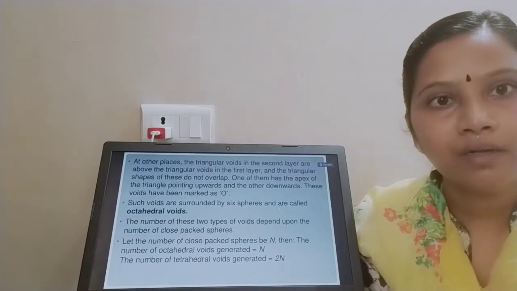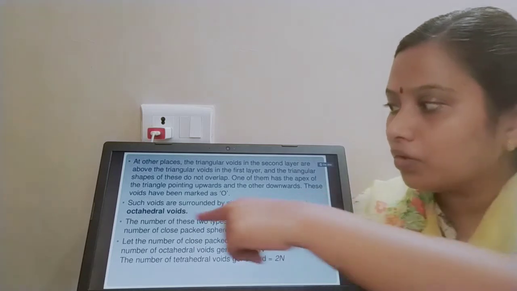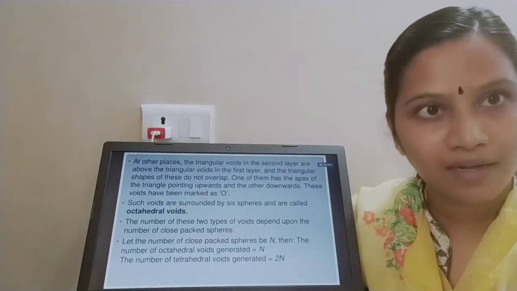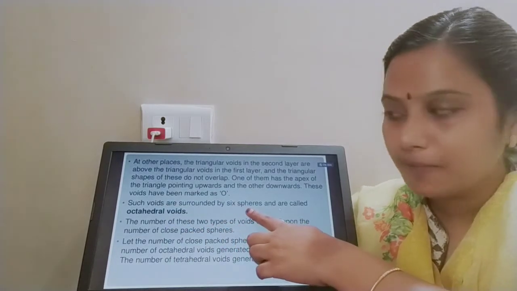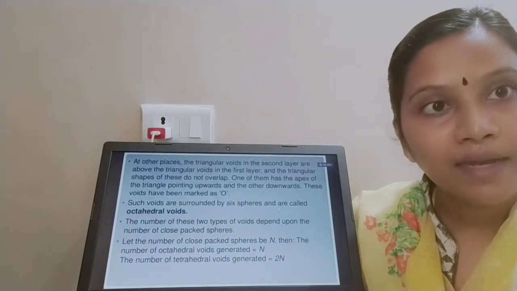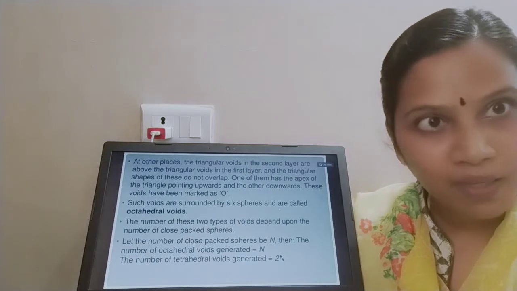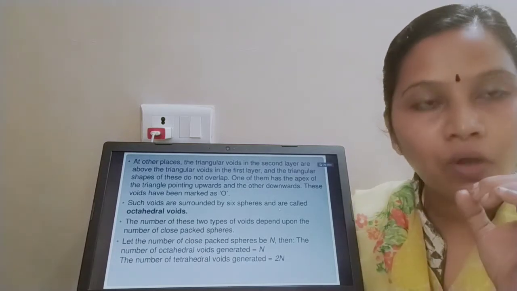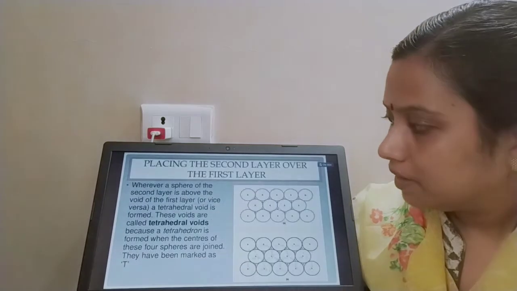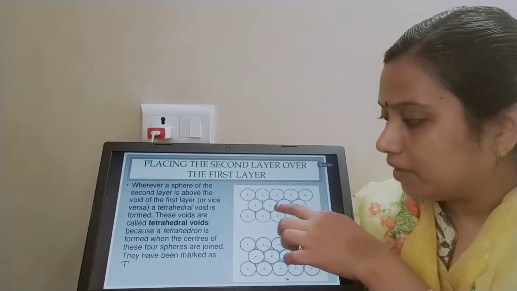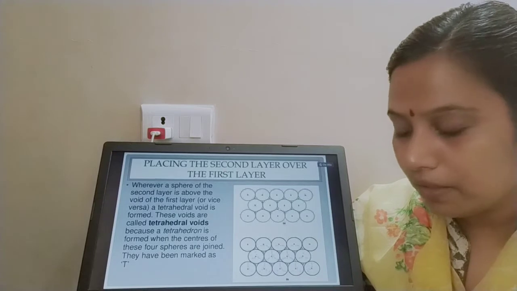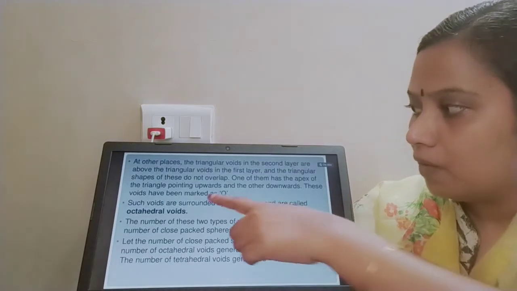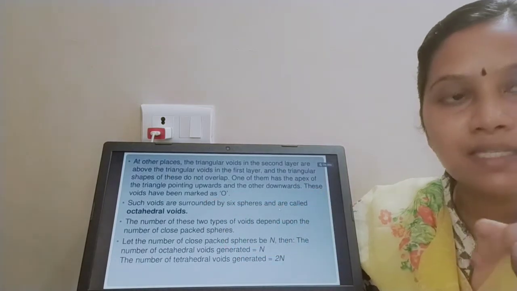See, there is no direct correlation. You should not get confused between octahedral void and tetrahedral void. Octahedral void is surrounded by 6 spheres. And what about tetrahedral void? It will be surrounded by 3 spheres. Yes, no, children? And what about octahedral voids? They are surrounded by 6 spheres.